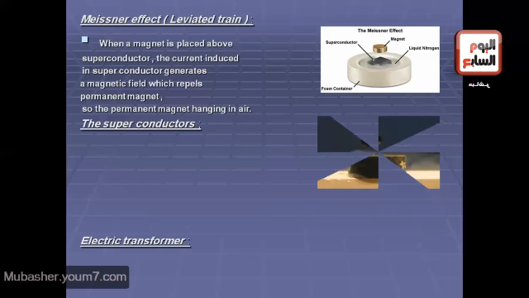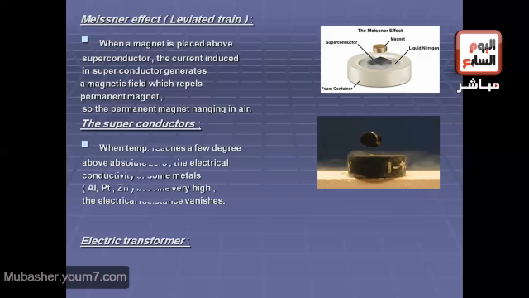Okay, the superconductors. Yes, when the temperature reaches a few degrees above absolute zero, the electrical conductivity of some metals such as aluminum, platinum, and zinc becomes very high, and so the electrical resistance vanishes.